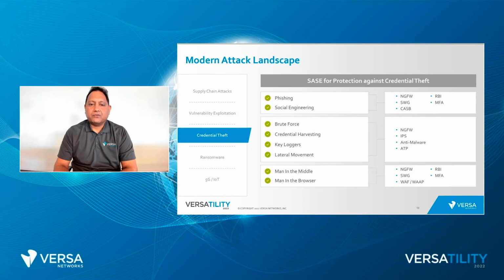There's also these brute force attacks and credential harvesting, keyloggers, and lateral movement. So all these types of attacks can be prevented using next-gen firewall, IDS IPS, antivirus, and advanced threat protection. We also have man-in-the-middle and man-in-the-browser attacks. For these as well, we can use next-gen firewall, secure web gateway, web application firewall, and API protection. We can enforce multi-factor authentication.